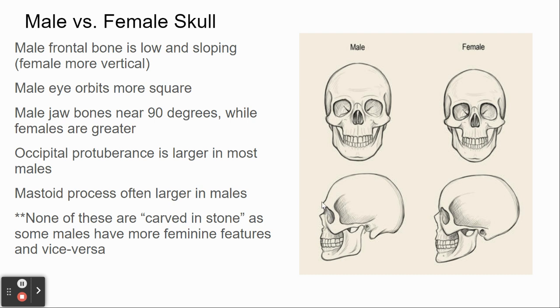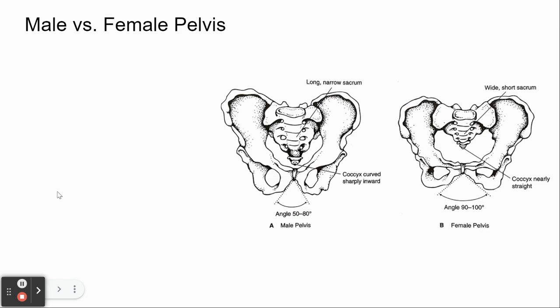You could throw in the prominent brow ridge in males as compared to females. Females don't have that, whereas most males are going to. So those are a few of the major features. It's not an exhaustive list by any stretch of the imagination, but again, you just notice the sheer robustness of the male skull versus the female skull, which is more slender in terms of its overall structure.